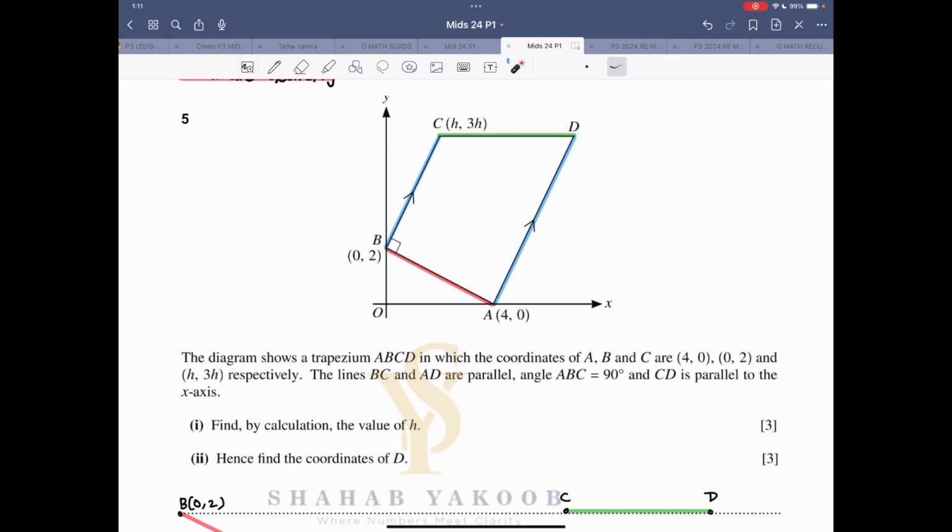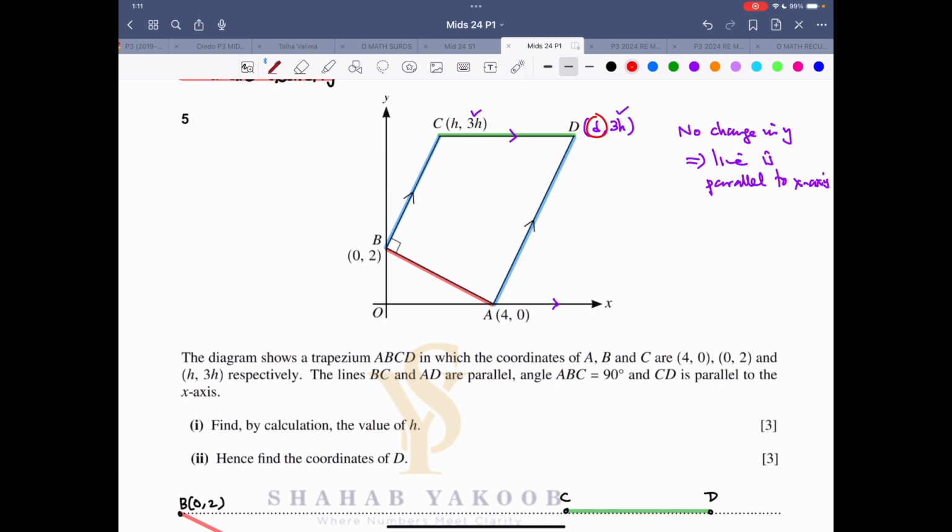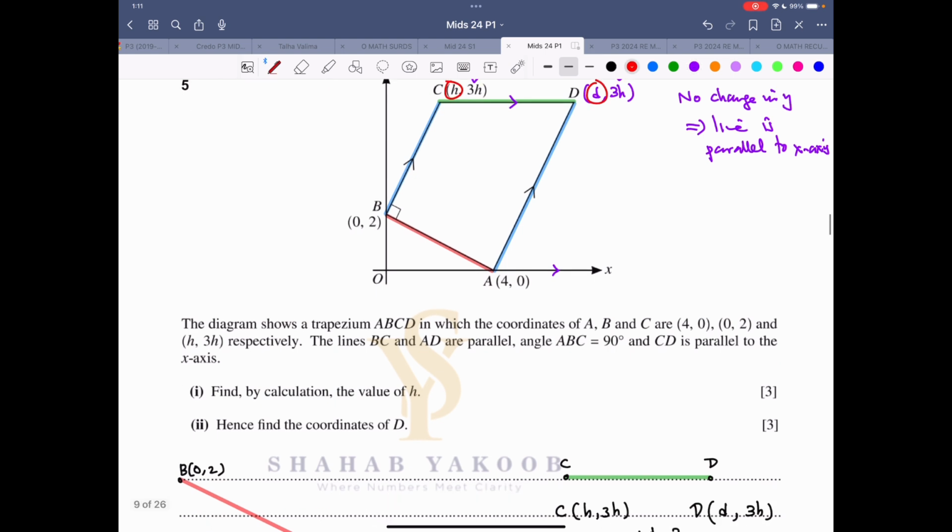So when a line is parallel to x-axis, what does it mean? It means there is no change in y. So if there is no change in y, that means the coordinate of D should be D comma 3h. So this 3h is common, this D is different, this h is different. All good, all clear? Now, what is the strategy? Find by calculation the value of h, find the coordinates of D.